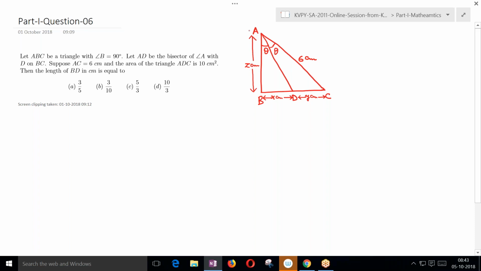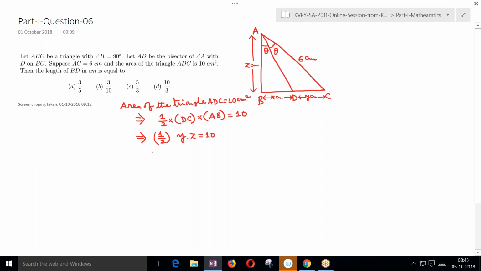Now according to the question, the area of the triangle ADC is 10 square centimeters. We know the area of a triangle is half into base into height. The base is DC, and the altitude, the height, is nothing but AB, so that is equal to 10. So from here we get half into DC. DC we assumed as y, and AB we assumed as z, that is equal to 10. So from here we get y into z is equal to 20.